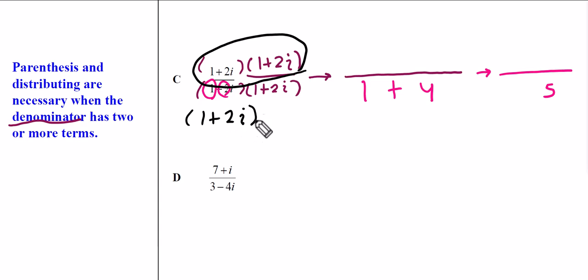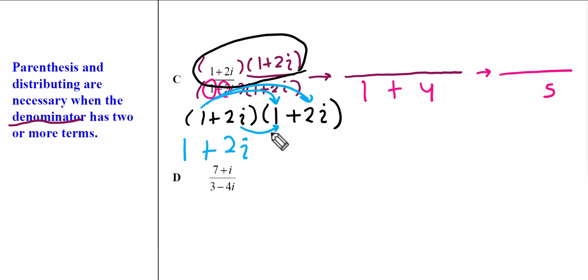So we either FOIL it, distribute it, box it, whatever you want. Let's do it the old-fashioned way with foiling, distributing. So that's a 1. That's a plus 2i. That's a plus 2i. And that's a plus 4i squared. Nothing canceled out because these are not conjugates. So if I combine this plus 2i with this plus 2i, that's plus 4i.